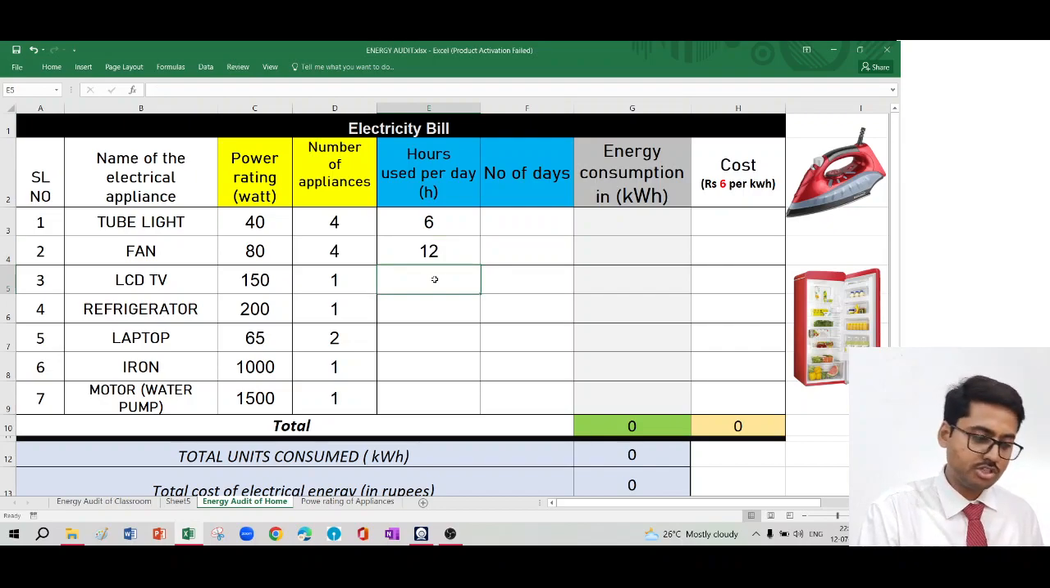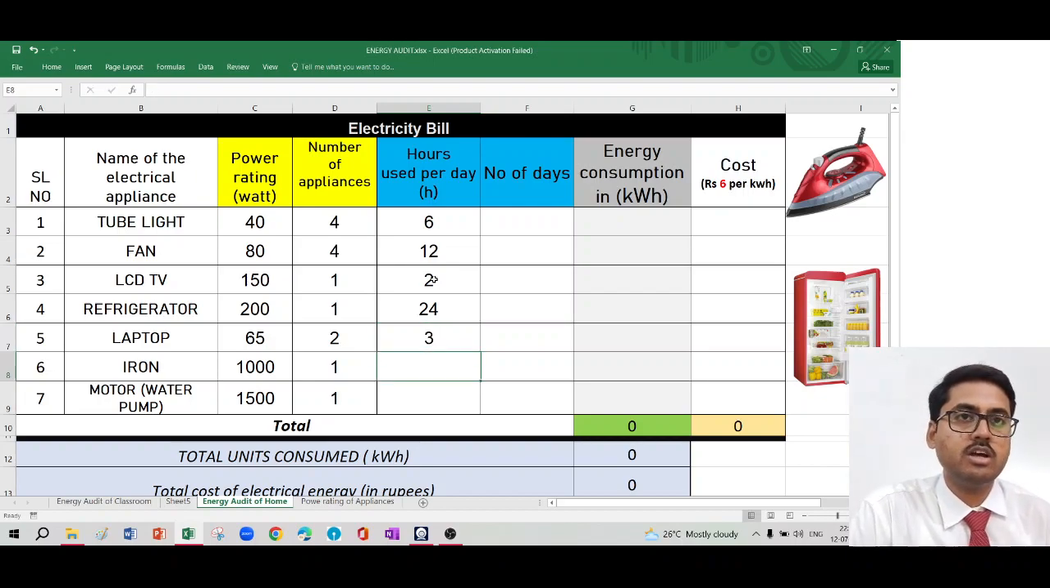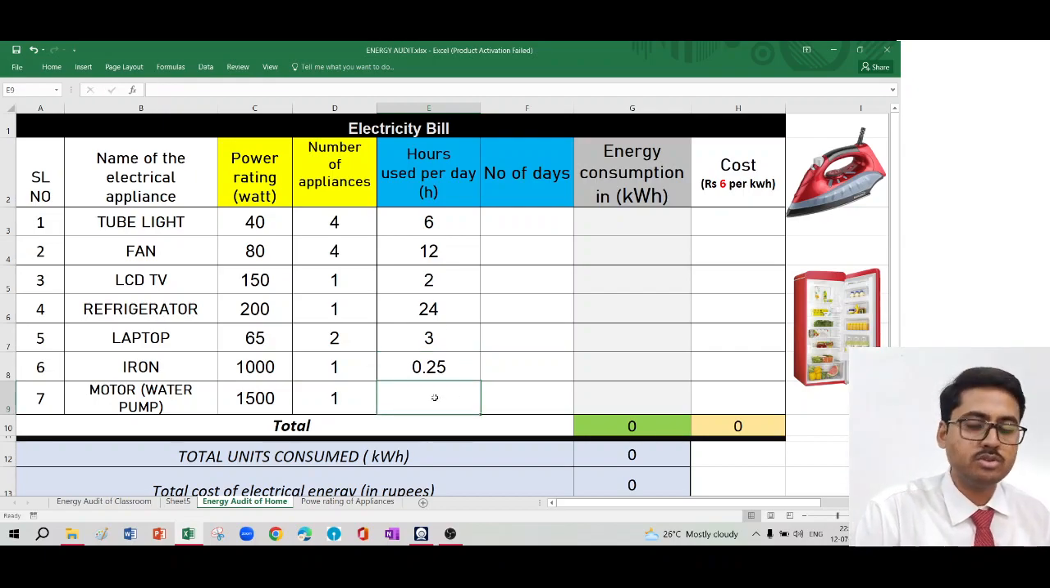LCD TV, let's say we watch TV for 2 hours. And refrigerator, in some homes it can be 24 hours per day. Laptop can be used for 3 to 4 hours, so let this be 3 hours over here. And iron is not used for 1 hour or 2 hours, so it is used in minutes. So let us assume that we are using iron for 15 minutes every day. So 15 minutes, we need to convert that into hours. So 15 by 60, that is 1/4 of an hour, that is 0.25 hours.